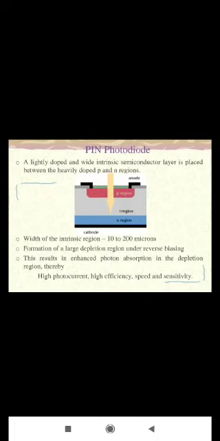and this consequently results in a higher photon absorption rate, and this results in high photocurrent, high efficiency, speed and sensitivity compared to a normal PN junction photodiode. So this ultimately indicates that the efficiency of the PIN photodiode results from the wide intrinsic region present in this PIN photodiode compared to a PN photodiode.